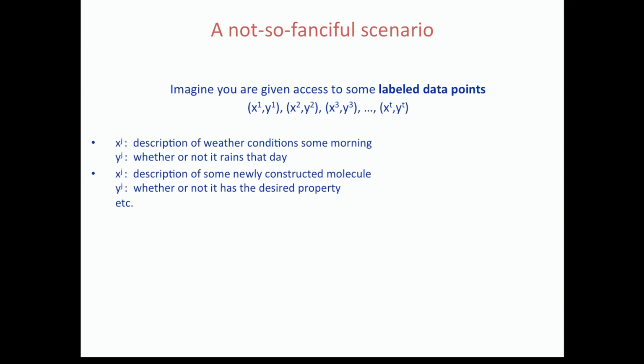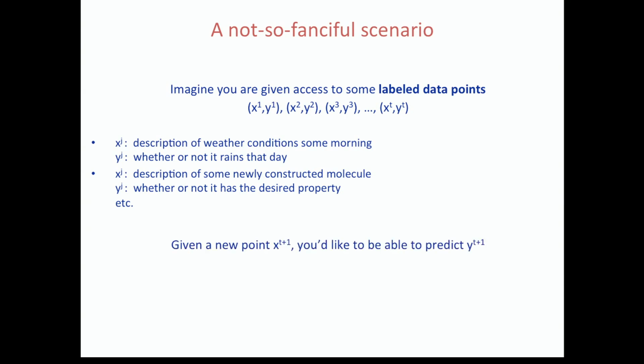You could imagine that maybe the jth X data point is the description of weather conditions on some morning gathered from some sensors or something. And maybe the Y part is just a bit indicating whether or not it ends up raining that day. Or, I don't know, the X could be a description and encoding of some kind of molecule you've cooked up in the lab, and the Y tells us whether or not it has a property that you're interested in. Okay?